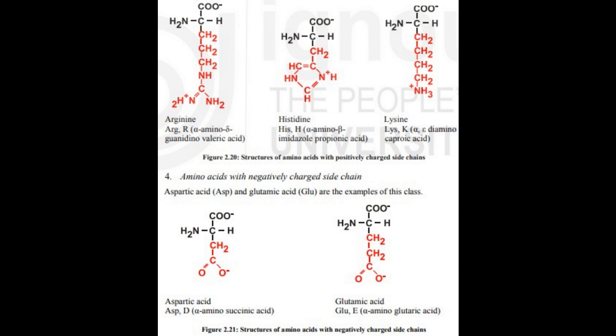For your convenience, a complete list of these 20 amino acids is presented in Table 2.4. Amino acids with non-polar side chain: alanine, valine, leucine, isoleucine, proline, methionine, phenylalanine, tryptophan. Amino acids with polar but uncharged side chain: glycine, serine, threonine, cysteine, tyrosine, asparagine, glutamine. Amino acids with positively charged side chain: lysine, arginine, histidine. Amino acids with negatively charged side chain: aspartic acid, glutamic acid. With this, we come to an end of our discussion on classification of amino acids. Next, let us learn about the chemical reactions of amino acids. But first, let us recapitulate what we have learned so far about amino acids.